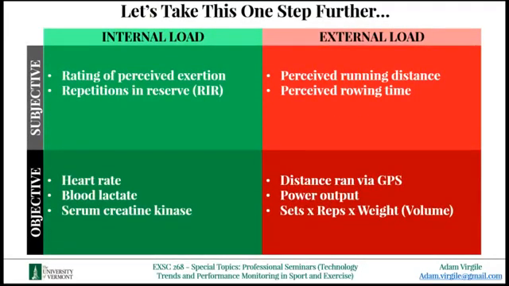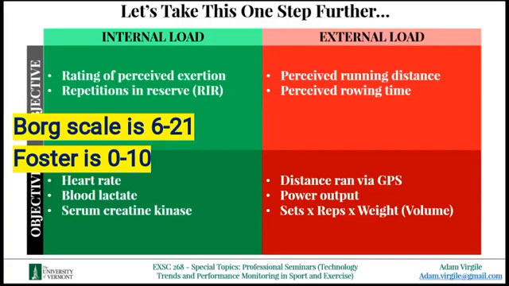And now, if we want to take this one step further, we can segregate internal and external training load metrics into subjective and objective measures. A couple of internal load subjective measures, as you see in the top left box there, could be rating of perceived exertion, or asking someone essentially how hard the session was on a scale that could be 0 to 10, or 1 to 10, or 1 to 21 is the Borg scale. I think Foster's runs from 1 to 10. Or you could ask somebody, for example, after a set of back squats, how many repetitions did you have left in the tank? What were the repetitions in reserve?